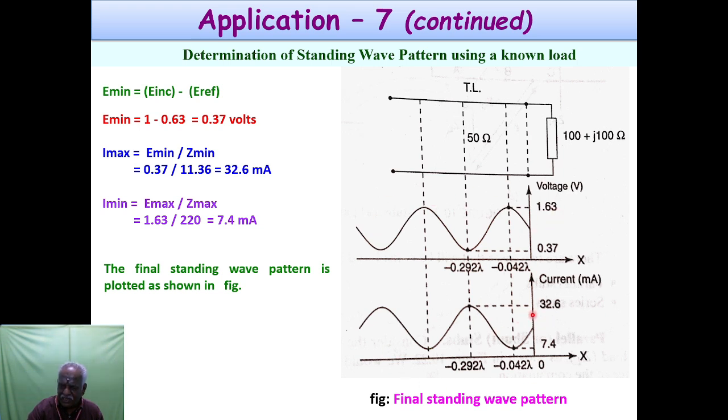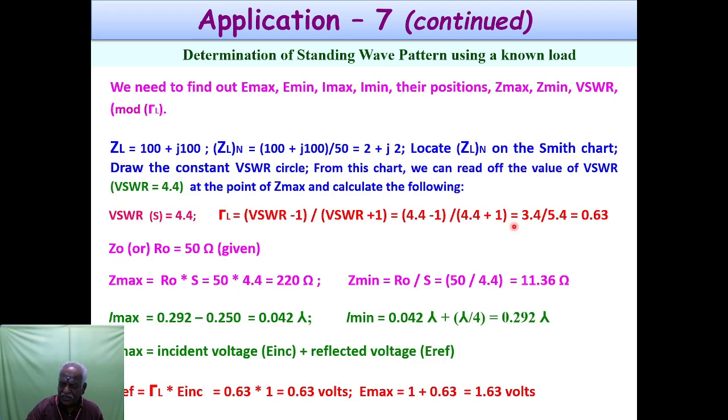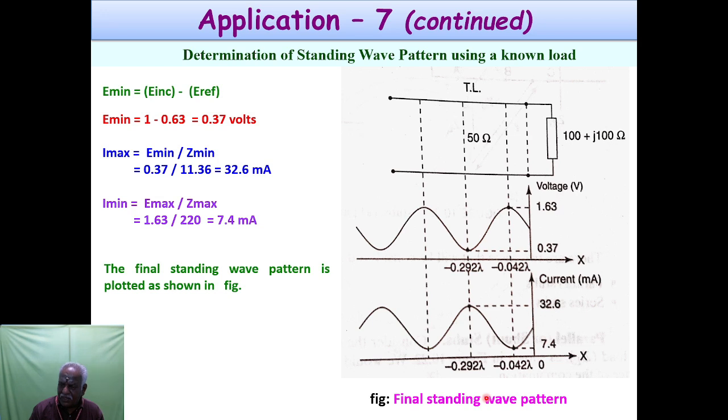This refers to the current reflection coefficient. That means current reflection plus current wave. The incident wave and reflected wave, when you are considering the current values, we are marking the current standing wave pattern. The maximum voltage we have determined is 1.63. It is given here, 1.63, marked here, right? And the minimum value is 0.37 volts.